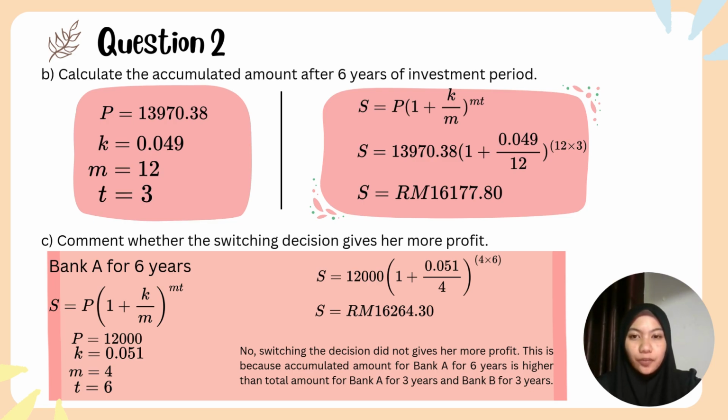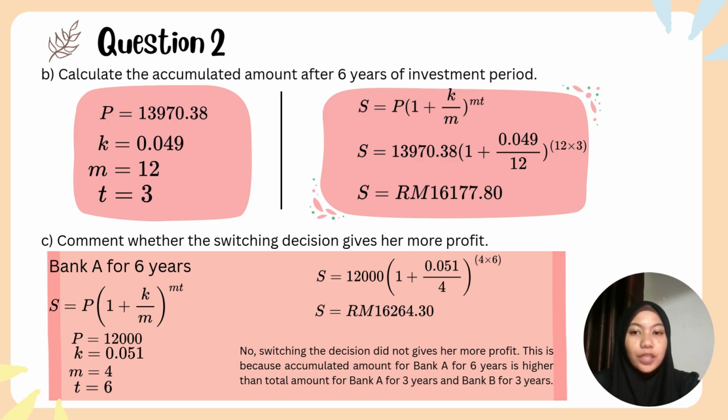B. Calculate the accumulated amount after 6 years of investment period. So we will use the information given. For P, we will use 13,970.38, k equals 0.049, m equals 12, and t equals 3. We fill in the formula, and for the final answer, we will get S equals RM 16,177.80.